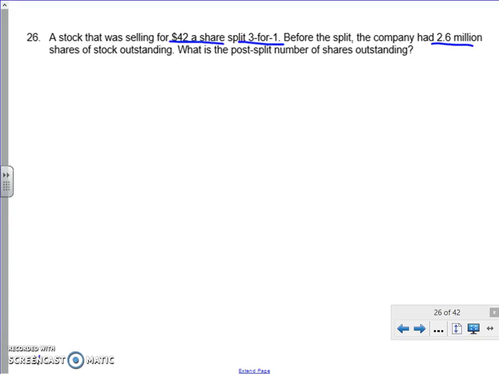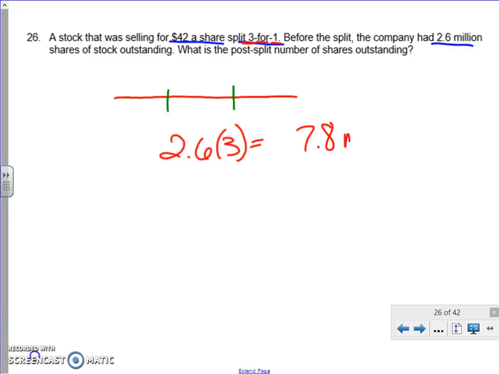So I want you to picture this like I have basically this long piece of licorice, okay? So I have one piece of licorice, but if I were to break this up into 3 even pieces, I now have 3 pieces, but it's the same length as what one piece was before. It's the same thing. It says that I get 3 for each one. So if I take the 2.6 million and I multiply it by 3, I now have 7.8 million shares of stock.